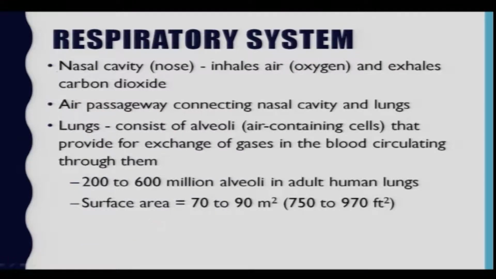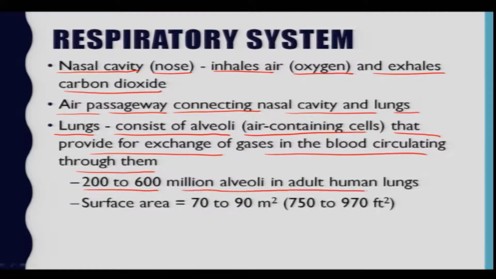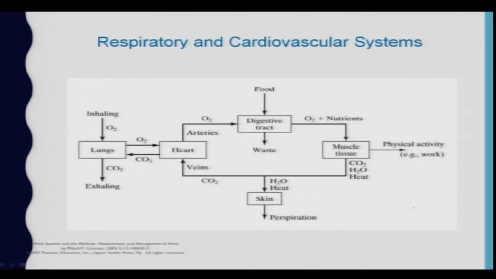Another component is the nasal cavity, that is the nose. It inhales air, that is oxygen, and exhales carbon dioxide. There is an air passageway connecting the nasal cavity and lungs. The lungs consist of alveoli, the air-containing cells that provide for exchange of gases in the blood circulating through them. There are 200 to 600 million alveoli in adult human lungs, and their surface area is 70 to 90 square meters, that is around 750 to 970 square feet. This is taken from the M.P. Groover book.